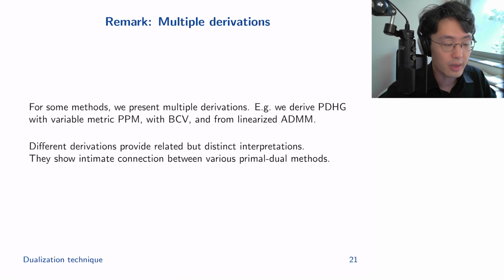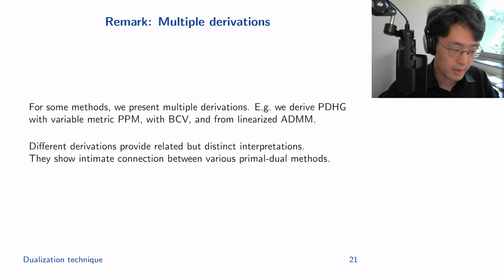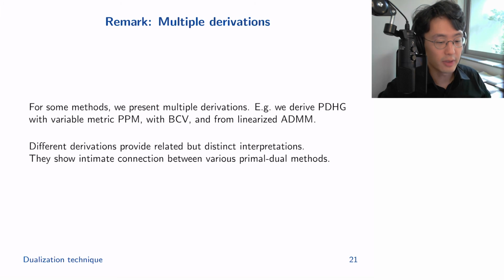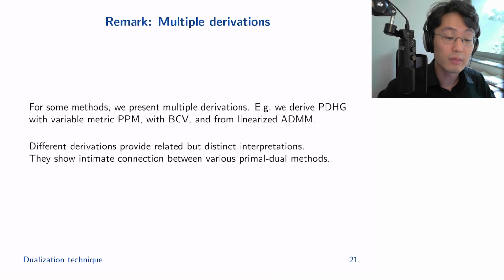Okay, so for ADMM, we saw two derivations, one based on the IPC technique and the other based on the dualization technique. Let me briefly remark on this. For some methods, we present multiple derivations. ADMM is not the only method for which we will provide multiple derivations. PDHG will be a method that we provide 3 derivations for: one as a variable metric PPM, another using the BCV technique, and another based on the linearized ADMM. We will talk about the method PDHG and these 3 separate derivations in depth soon.